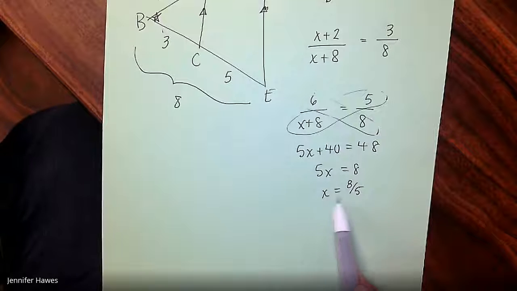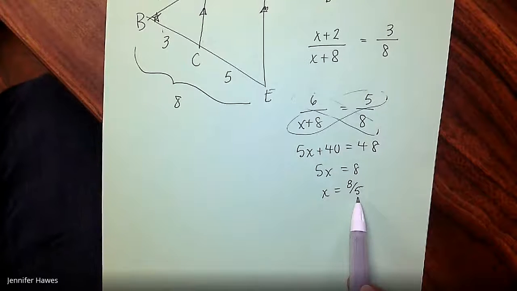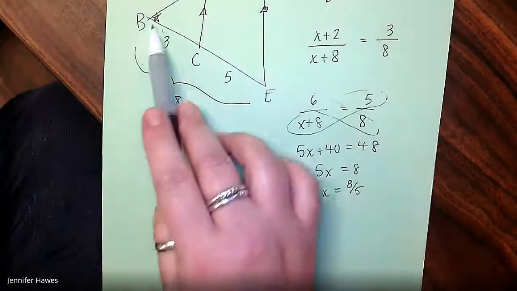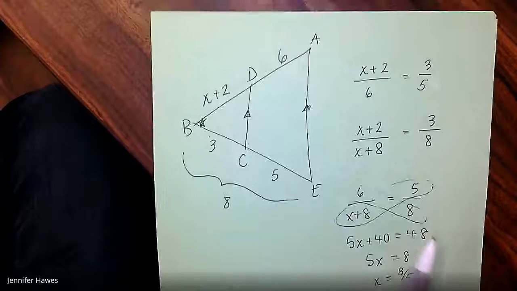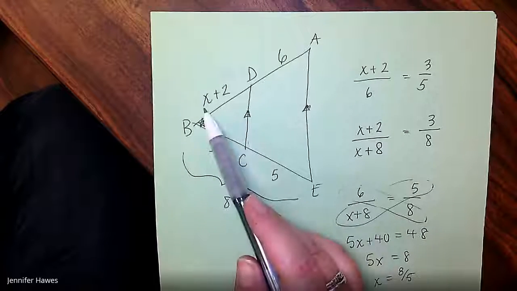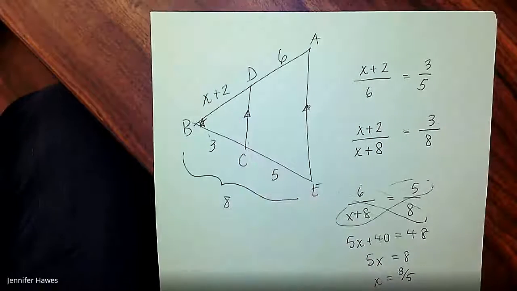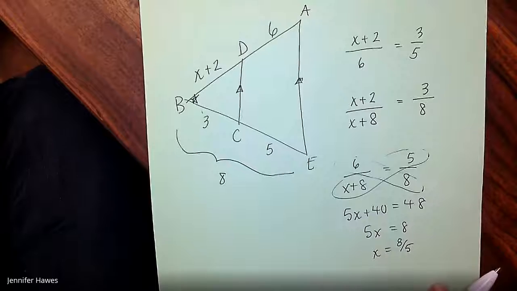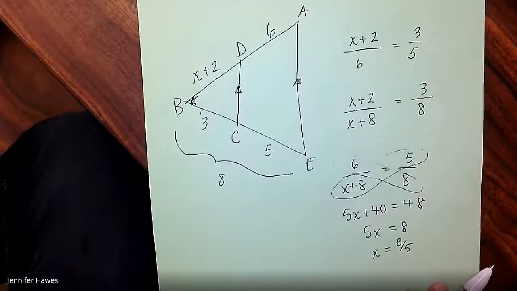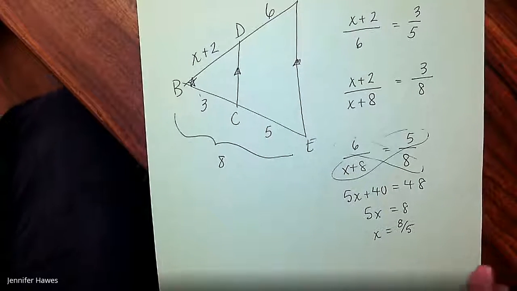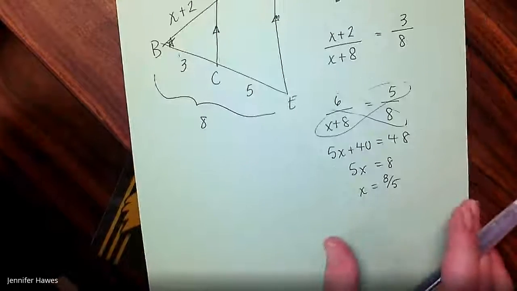So if I said find x, you could find x. If I said find BD, well, if that's 1.6, 1.6 plus 2 is 3.6. So there's your answer. You can put them in decimals, that's fine. I usually don't, but it's okay.